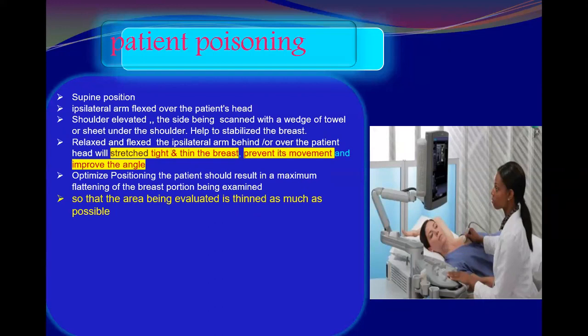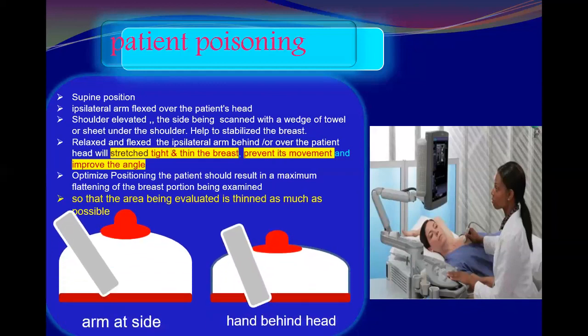The relaxation and fixation of the ipsilateral arm behind the head will stretch and tighten the breast and make it thinner, prevent its movement, and also improve the angle of the transducer. This illustration is for a patient with the arm at the side. When elevated above the head, look at how the breast becomes thinner and tight.